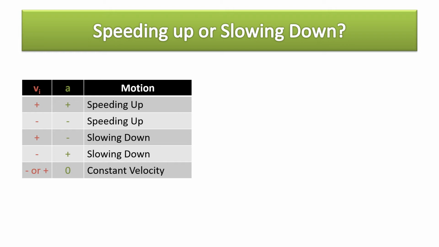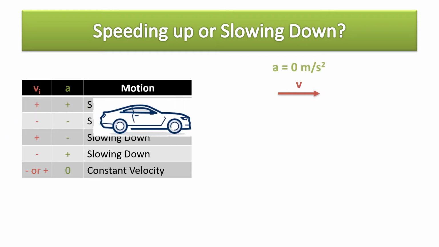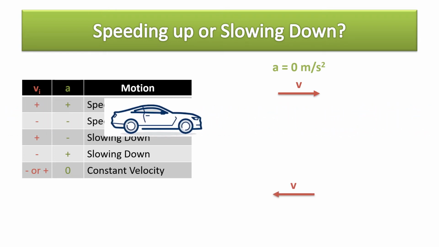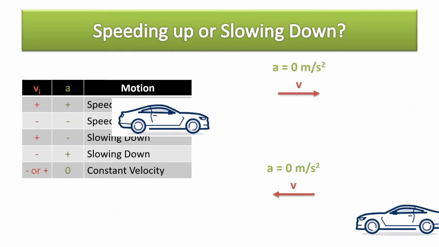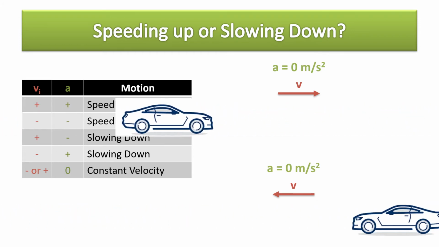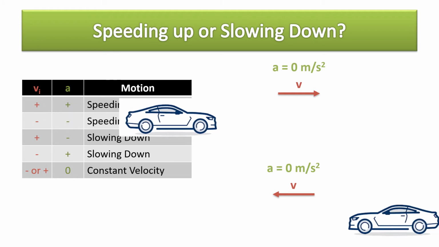Now, if your acceleration is 0, whether you're moving to the left or to the right, that means you're not changing your velocity. So you're just constantly moving. There's our constant velocity car again from the beginning. And that's to the right, but your velocity could also be to the left. And as long as your acceleration is 0, you could describe the motion as constant velocity.